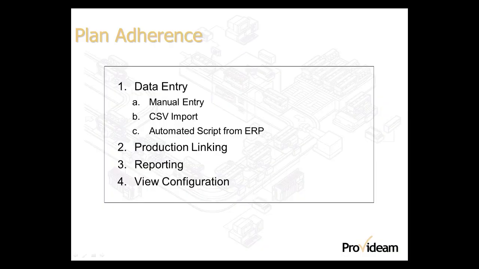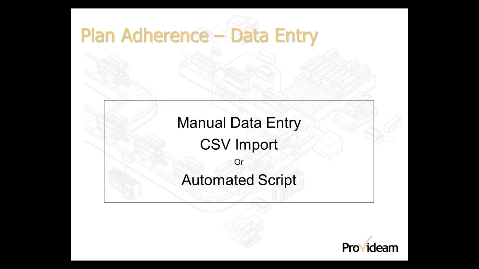In this video we are going to see the four aspects of the Plan Adherence module: data entry, and there are a number of options, production linking, reporting, and configuring views. So first we're going to look at how you get data into the Plan Adherence module. You can do it manually through the Provideam user interface. You can do it via a CSV import or an automatic script from your ERP system.